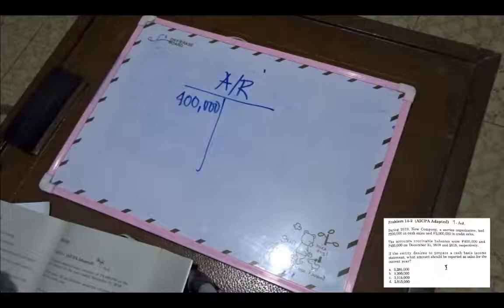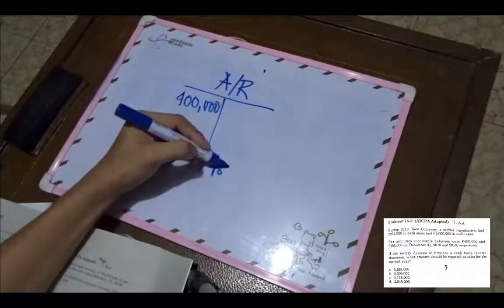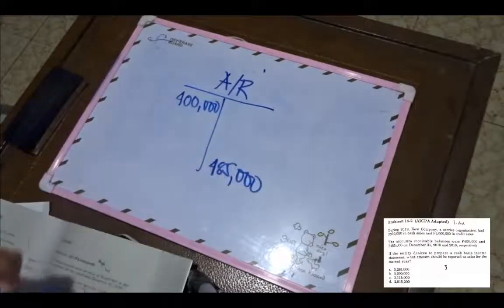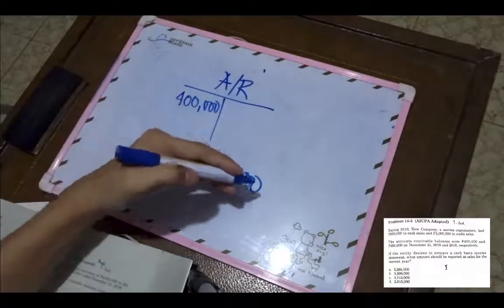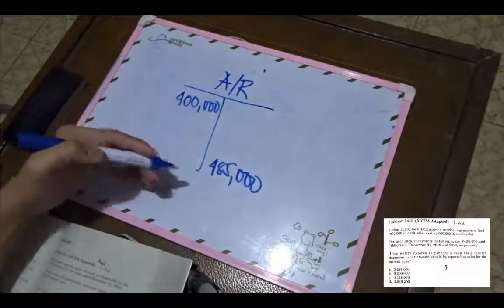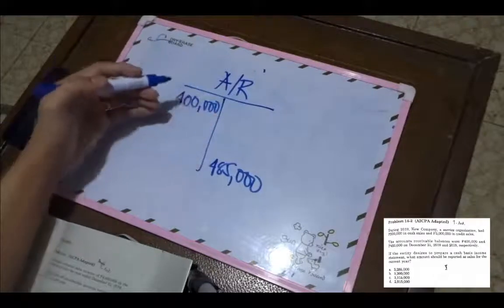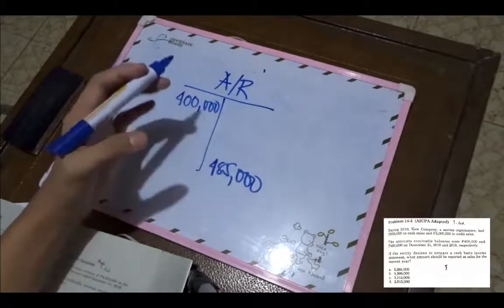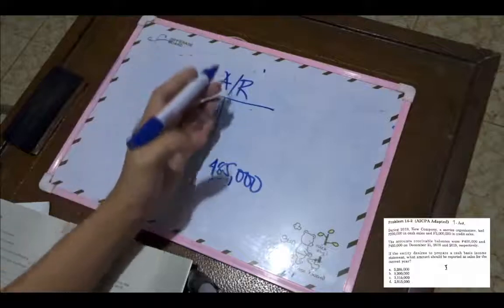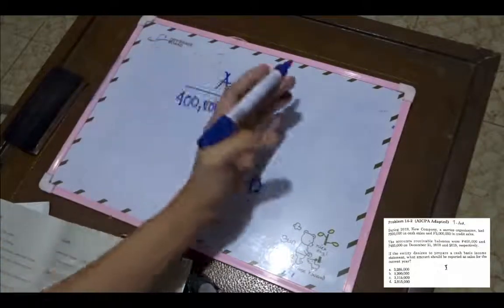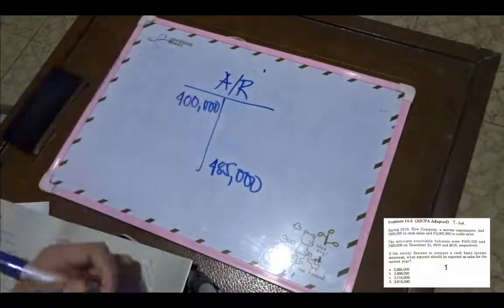Ending balance is 485,000. Now I know there are some teachers that would put the ending balance on the same side, on the debit side, because that's the normal balance of accounts receivable. But for me, I'd rather put it on the opposite side so that when we compare total debits and total credits, we will still maintain the equality.